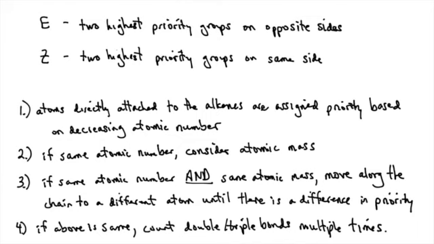And the final rule states that if the two highest priority groups are on the same side, we say that's Z. If they're on opposite sides, we say that those are E isomers. And this designation goes before the entire name. And so you would have a Z alkene or an E alkene.